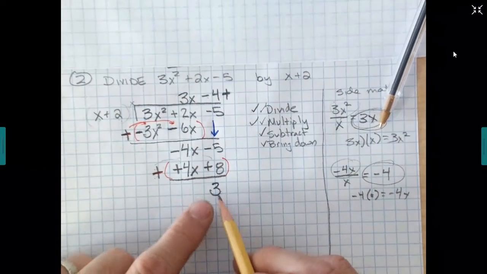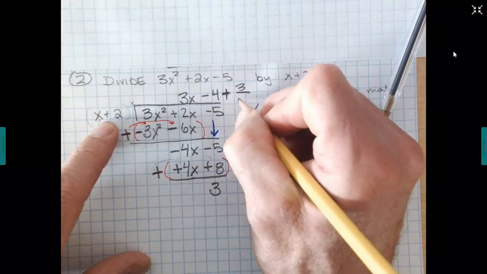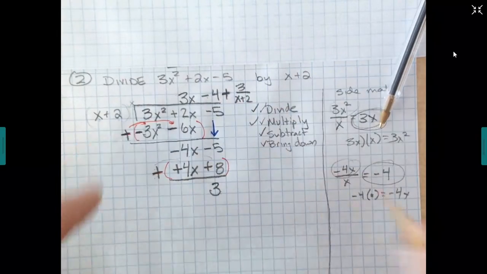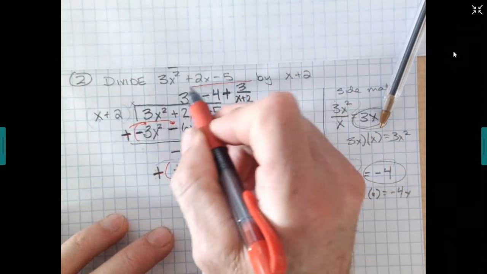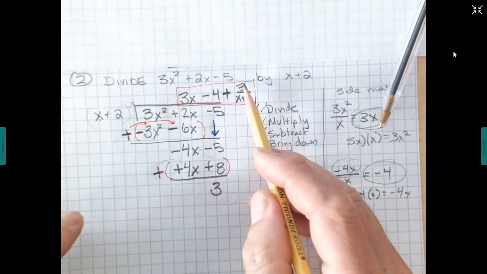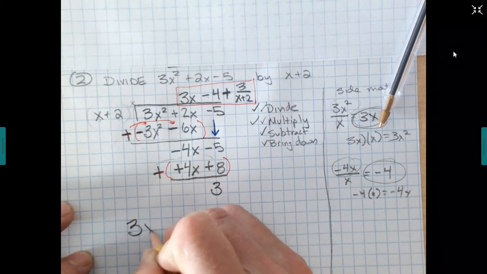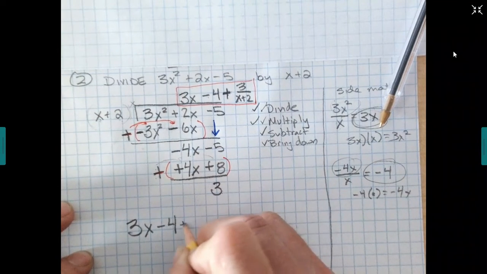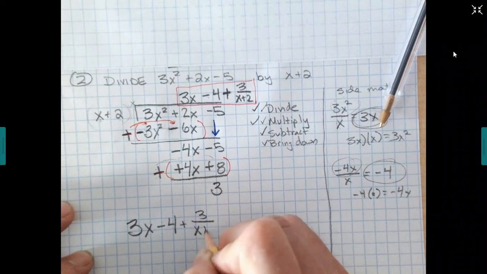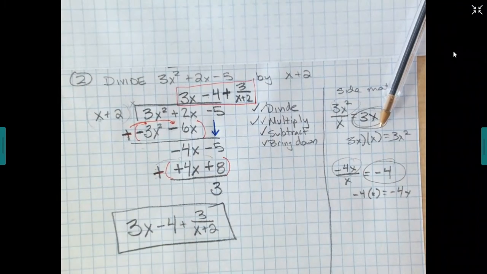I have my leftover 3. So I have 3 divided by x plus 2. So that's my answer right there. 3x minus 4 plus 3 divided by x plus 2. 3x minus 4 plus 3 over x plus 2. That's how you do division of polynomials.